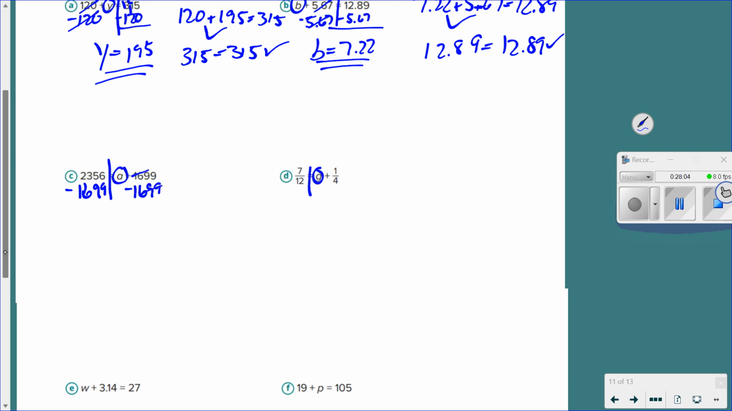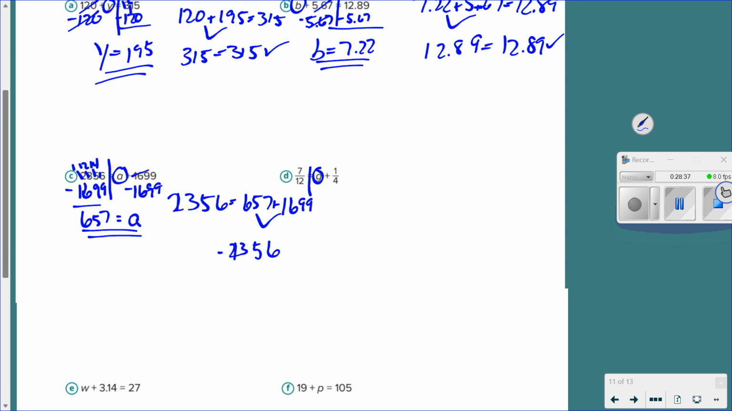Okay? So I have the A equals here, and now I just start doing the subtraction. 16 gives me a 7, 14 gives me a 5, 12 gives me a 6, so A equals 657. I add those to go back to my original equation. 2356 equals 657 plus 1699. Add those 2 together, and I get 16, 15, 12, 13, 23. 2356 equals 2356. Check.